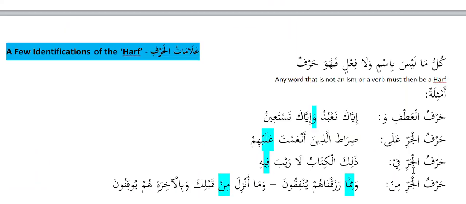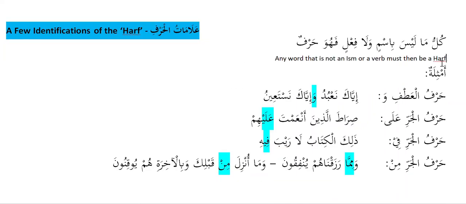Okay, the third part of speech, علامات الحرف. A few identifications of the حرف. Easy. كل ما ليس باسم ولا فعل فهو حرف. Everything that's not an ism or a fi'al is a harf. So if you have a sentence and you identify all the ism and all the fi'al, then what's left is harf. It's kind of like that.